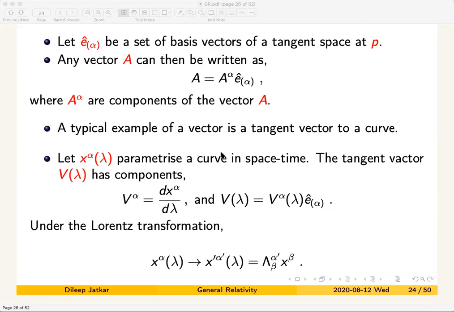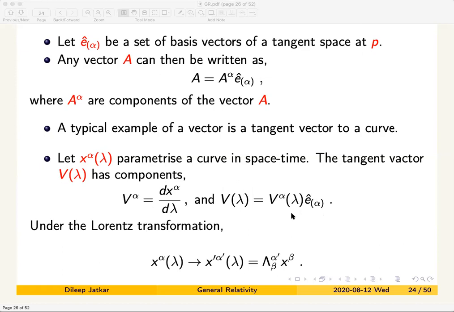For this curve, you can define a tangent vector by asking how x^α changes as you change λ infinitesimally. That is v^α, which is defined as dx^α/dλ. v^α is a component of the tangent vector, and v is the tangent vector, which is written as v^α times ê_α, where ê_α is just a basis. So all these components are collected together and written in terms of the basis to write down the vector.